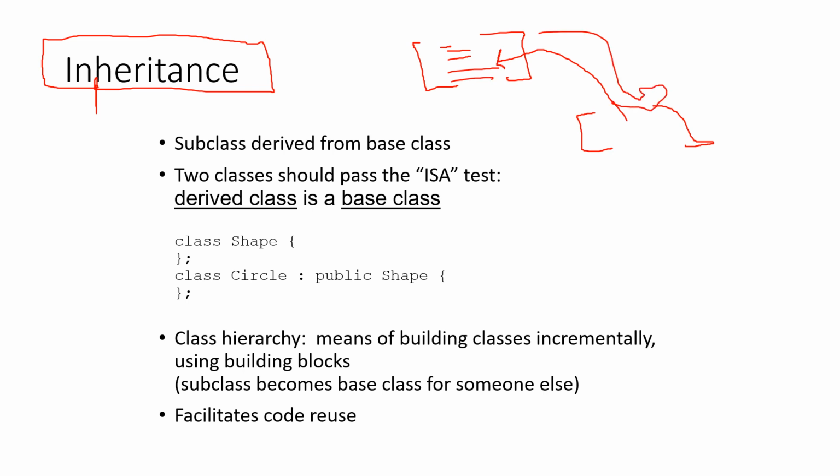Need not worry. Now, subclass derived from the base class. See, this is the same thing written over here. It has just used the word subclass in place of child class and base class in place of parent class. Don't worry, if you use the words parent class and child class, that is also correct. Here, what is written? Subclass derived from the base class. So the two classes should pass the ISA test.